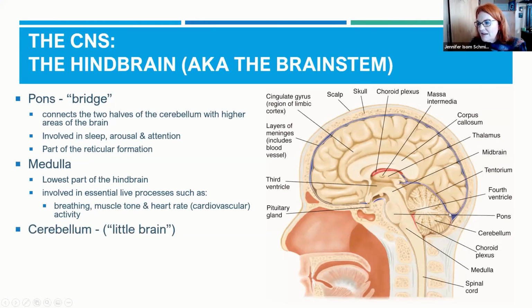And then the last part is the cerebellum, which is the little brain. And that's the one that I said you should look for when you're trying to figure out which hemisphere of the brain that you're looking at. It is probably the second most recognizable feature after the cortex. And it does a lot of stuff that we're just finding out.